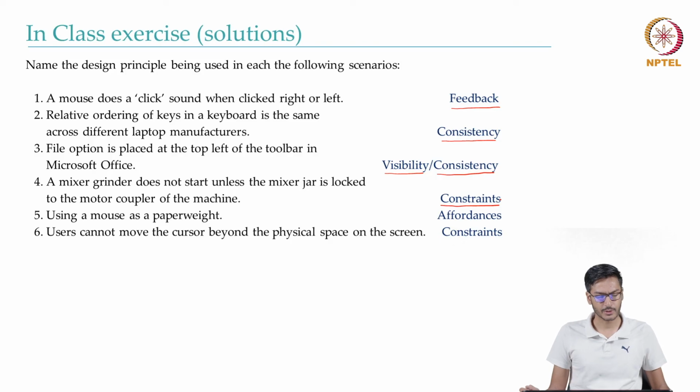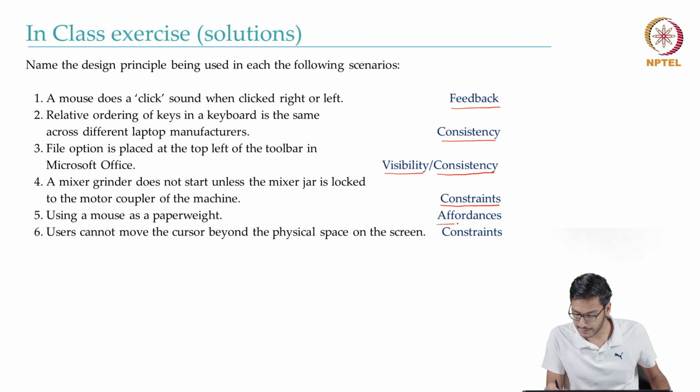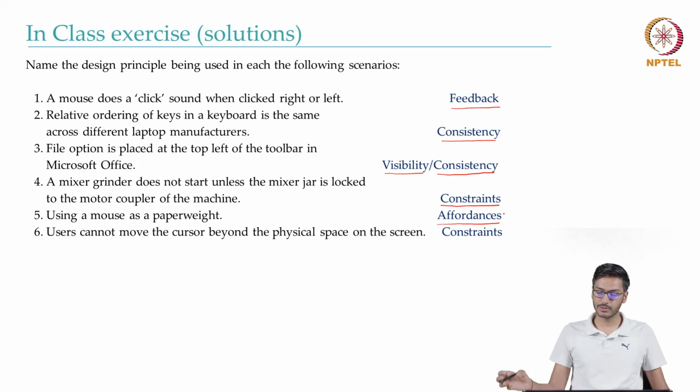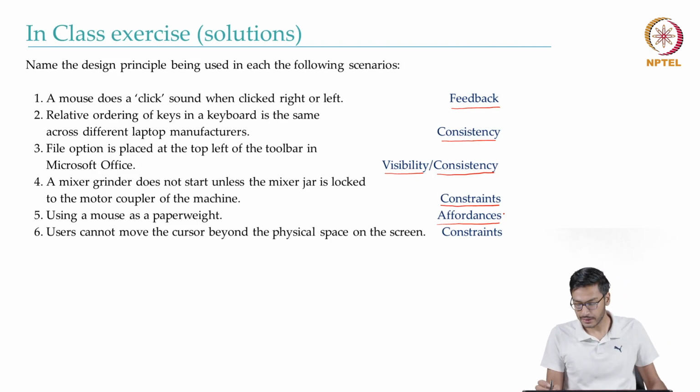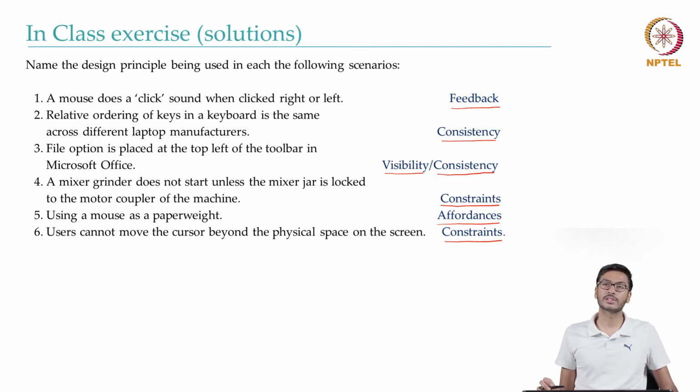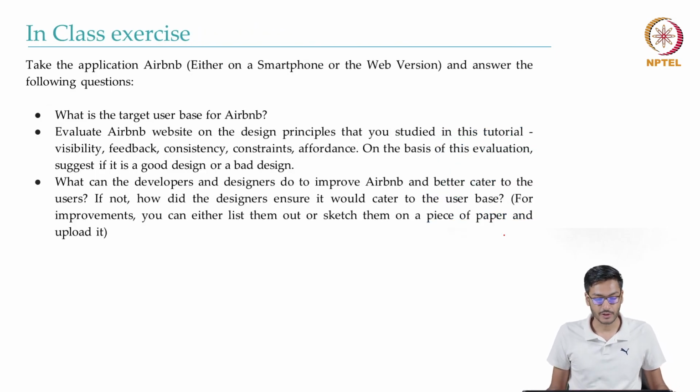The fifth one is using a mouse as a paperweight. It is simply an affordance, because as you see a mouse, you tend to keep it over a paper that you need not move. And the last one is how users cannot move the cursor beyond the physical space. Again, the users are constrained on where they can take the mouse, which can be outside the physical screen, which is typically unusable. Well, this was the in-class exercise, and now this is the exercise for you to complete.